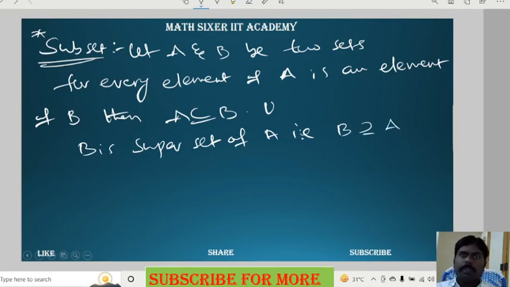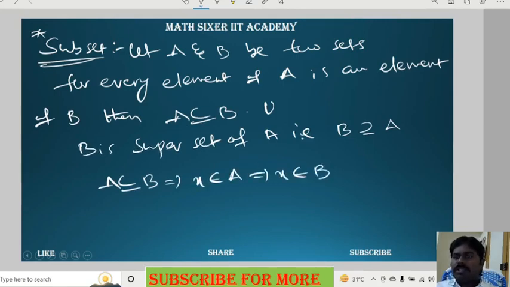Once again I repeat, we are taking two sets, A and B, and if every element of A is an element of B, then we can say A is a subset of B and B is a superset of A. A is a subset of B in the sense that when you take an element which is in A, the same element must exist in B. If this happens for each and every element in set A, then we can say the whole set A is a subset of set B. Let us see one example, and with that example it will be very clear.